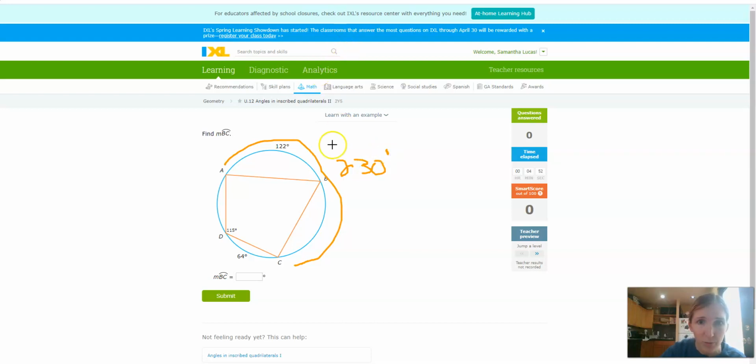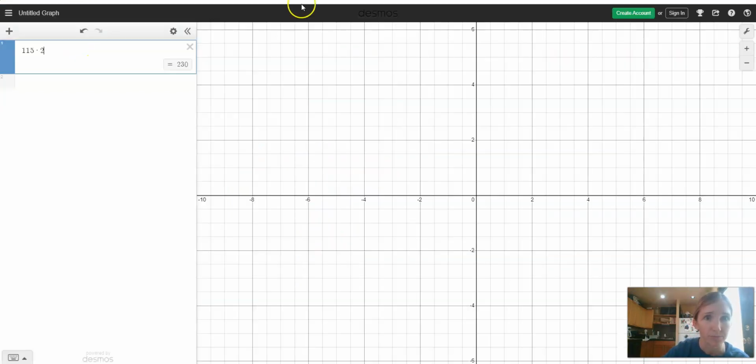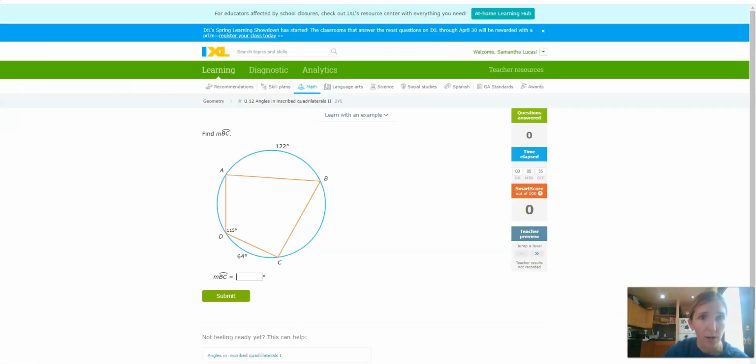If I'm trying to find BC, this piece right here, I can figure that out by taking 230 and subtracting AB out of it. So I'm going to do 230, the total arc, minus this piece right here, 122, which will give me my missing arc. So 230 minus 122 gives me 108. Let's put it in.